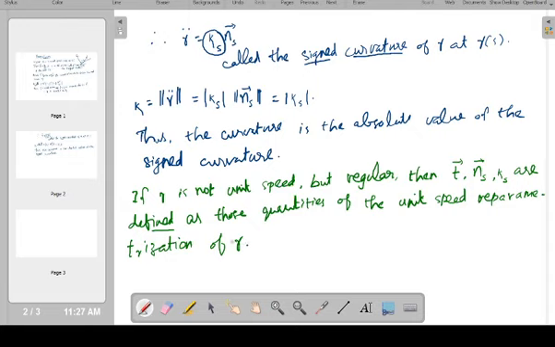So the unit speed reparameterization will be denoted by gamma tilde. Let me write it like that: unit speed reparameterization, gamma tilde of S of gamma, where S is the arc length. Remember, reparameterization with respect to the arc length will give you a unit speed curve.